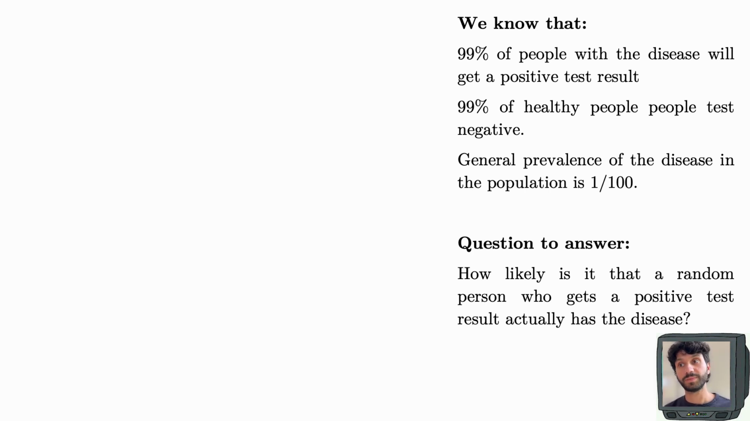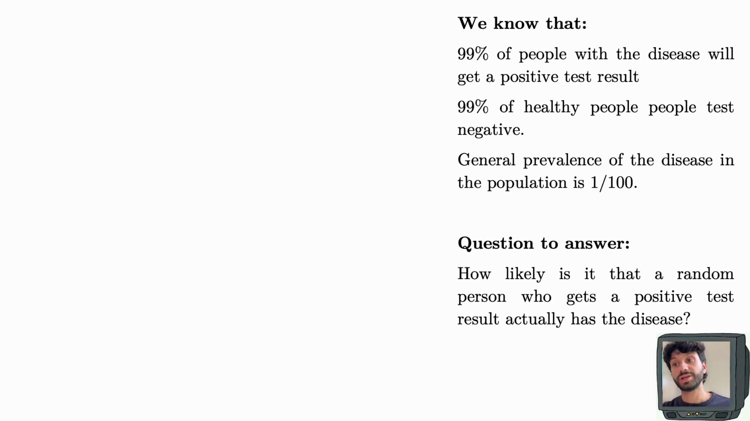I told you that. And I also told you that 99% of healthy people test negative. Apologies for the typo. The general prevalence of the disease in the population is 1 over 100. These are the 3 facts that I've told you. And the question I asked you is, how likely is it that a random person who gets a positive test result actually has the disease?